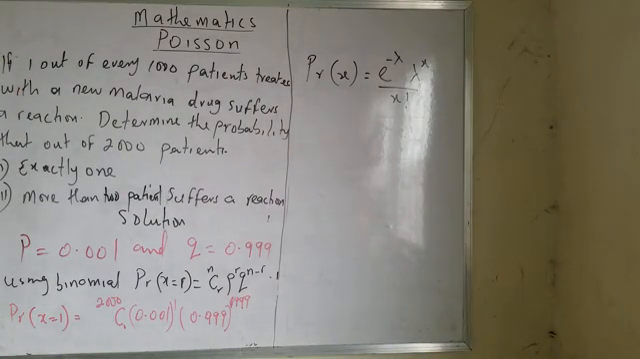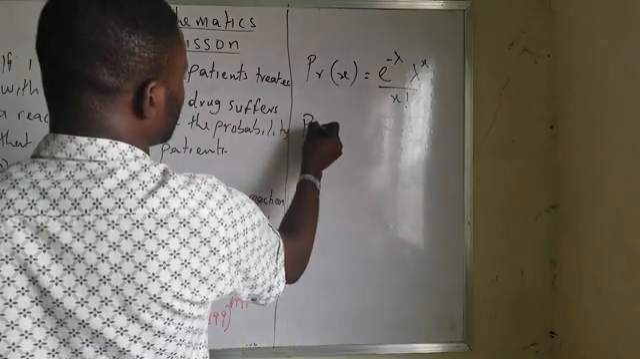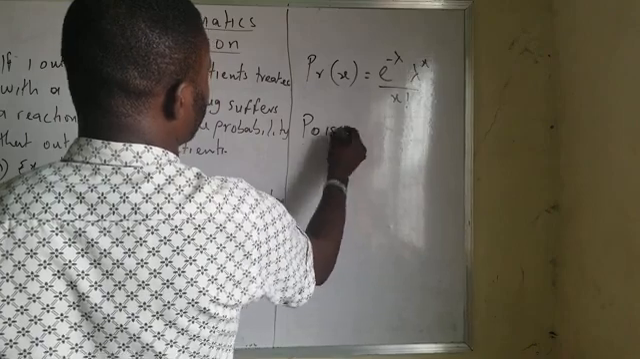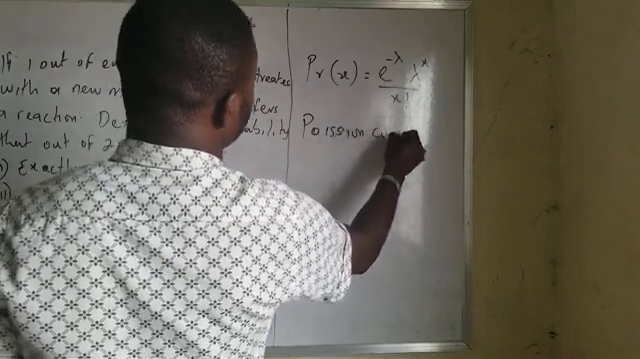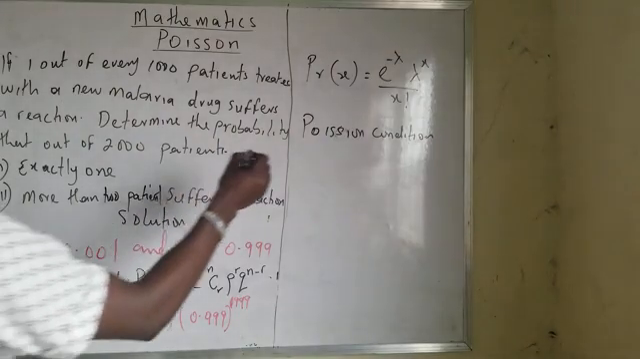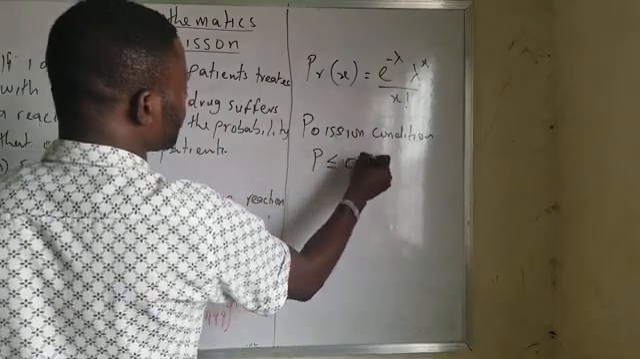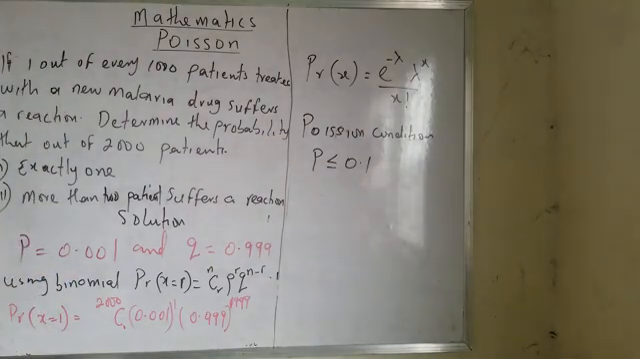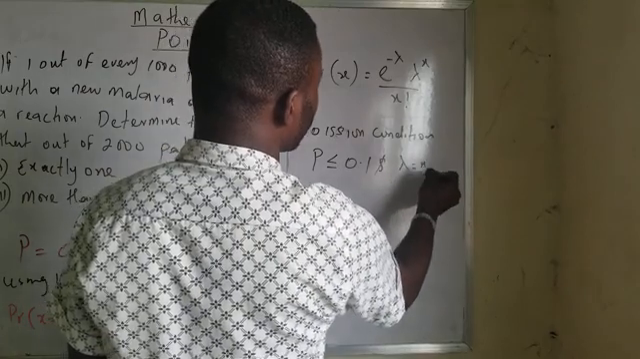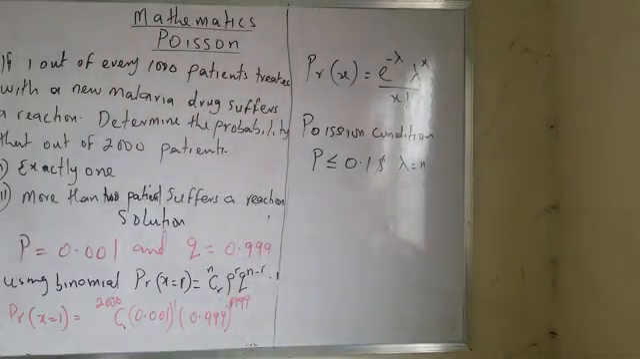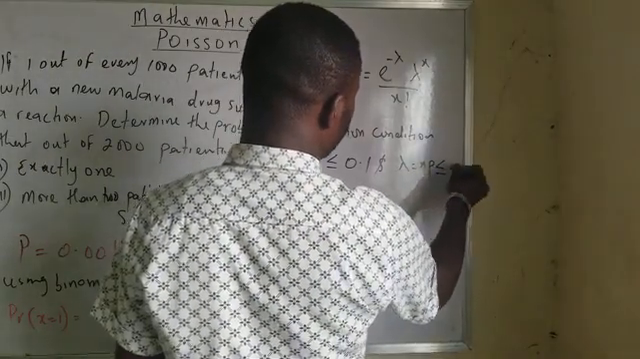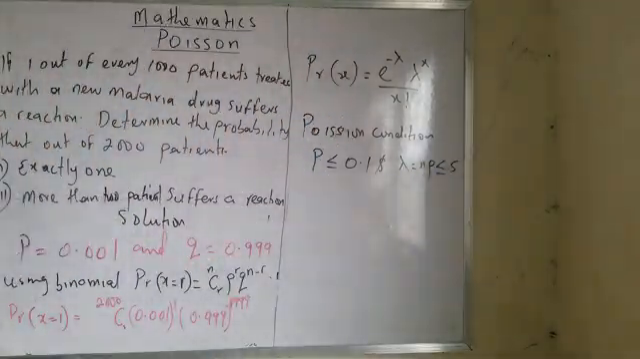Now, let's talk about the Poisson condition. My condition for Poisson is P less than or equal to 0.1. Yes, very correct. And lambda, which is equal to np, must be less than or equal to 5. Take note of that. Very, very important.